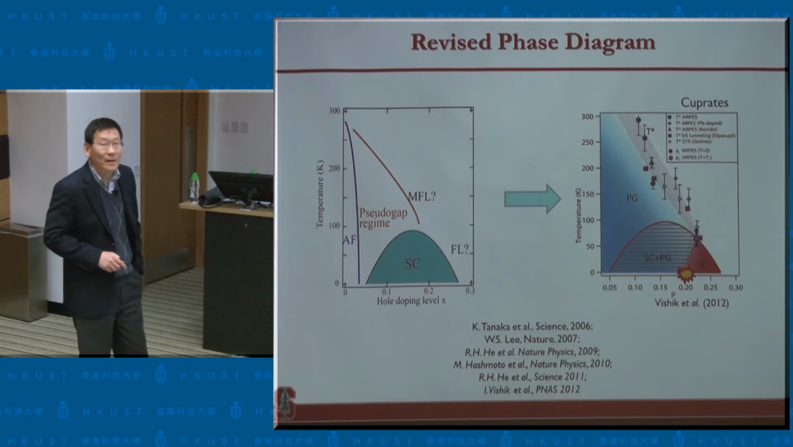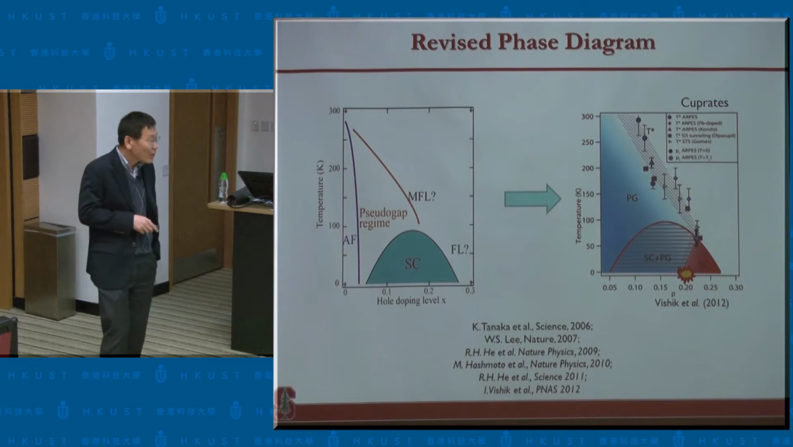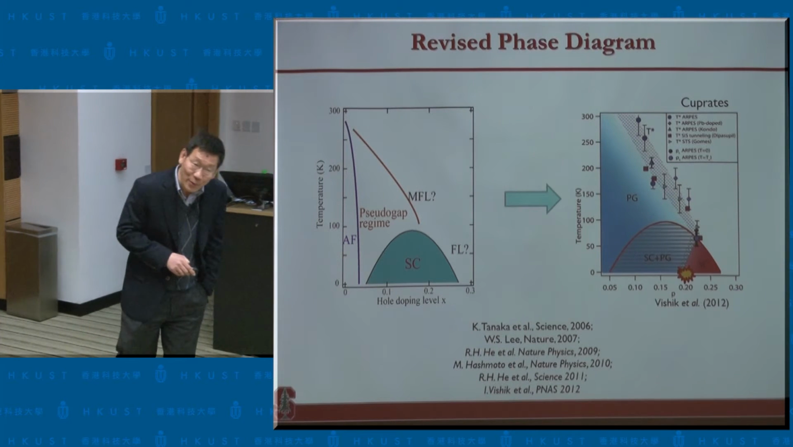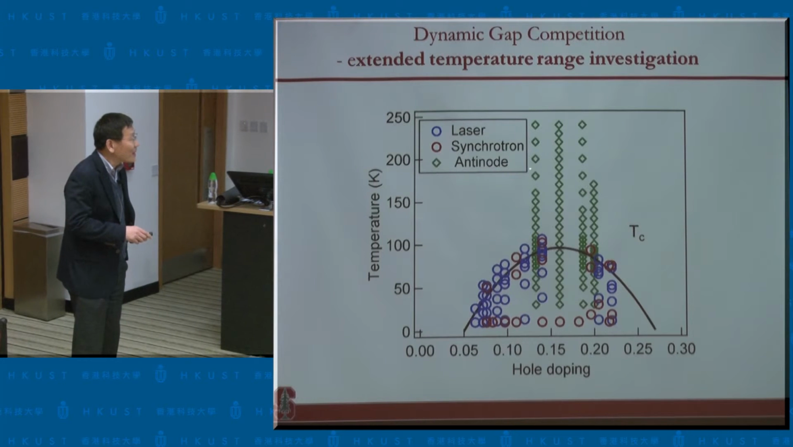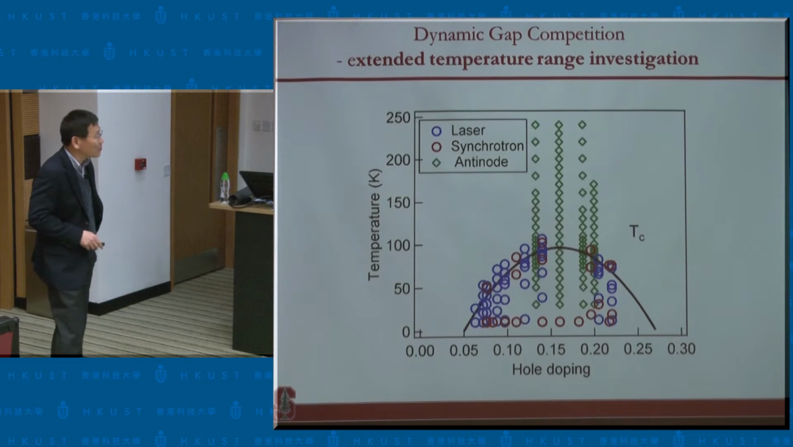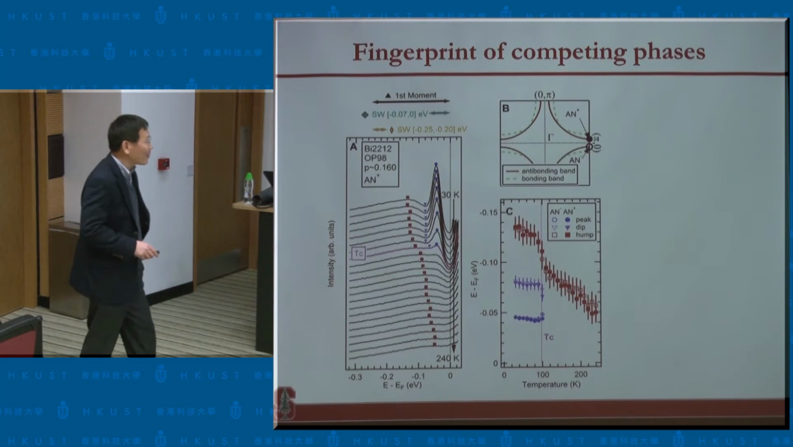And now the question: can you go a step further to show directly the pseudogap and the superconducting gap? How would they interplay? So then we have done a more systematic temperature dependence work. That's the more recent work by Hashimoto. And here's some data.